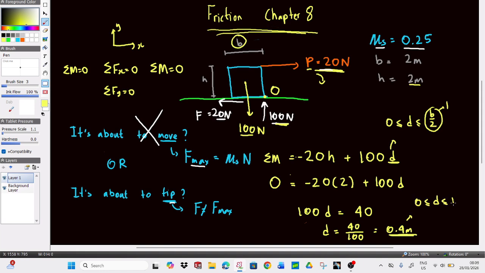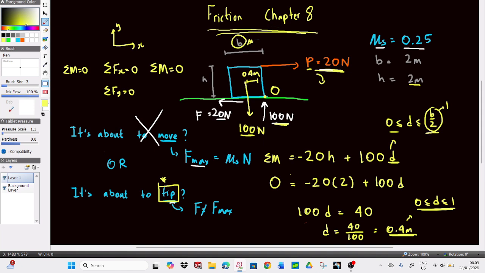So it complies with this particular range, which means to say that yes, the box is about to tip, okay, and in order to counteract the tipping motion, the distance between the weight and the normal force is 0.4 meters, which again is within the dimension between 0 to 1 that prevents it from tipping, right? So the box isn't about to move, but it's about to tip.